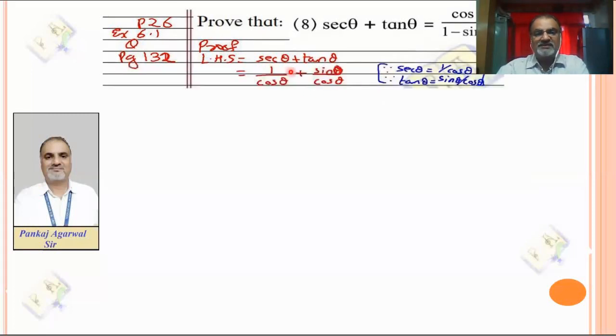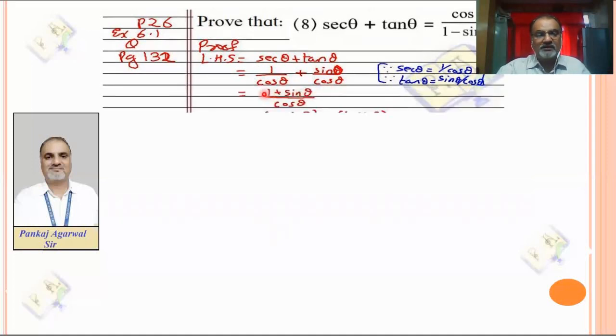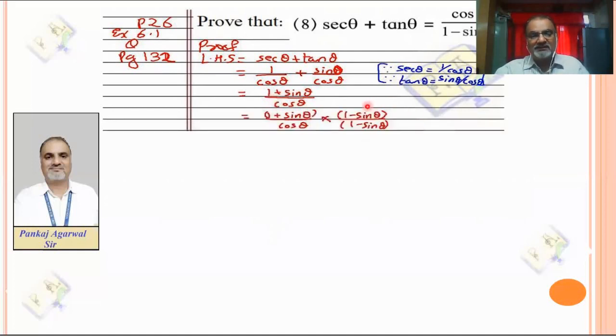We know that sec theta is 1 upon cos theta and tan theta is sine theta upon cos theta. As the denominators are the same, we can add the numerators. It is (1 plus sine theta) upon cos theta. In my RHS, I still want cos theta, but in the numerator, and I want 1 minus sine theta in the denominator, but I have 1 plus sine theta in the numerator. So multiply and divide by the conjugate of 1 plus sine theta, as 1 minus sine theta. So we got multiplication and division over here. I'll not touch the denominator because it is cos theta into (1 minus sine theta). I'll keep it as it is.